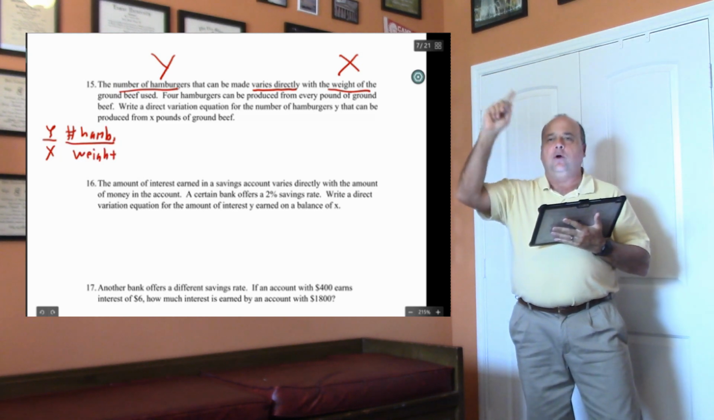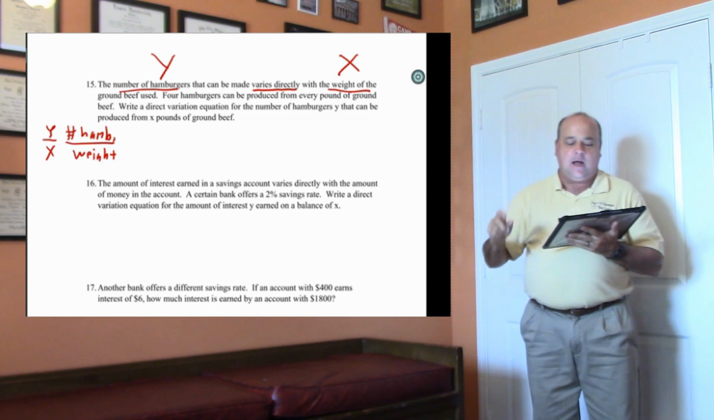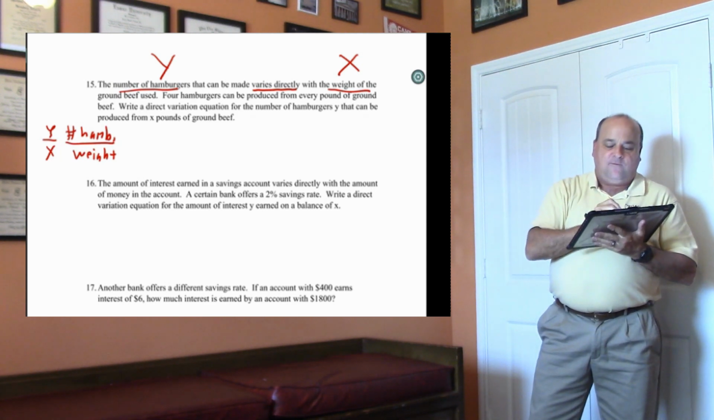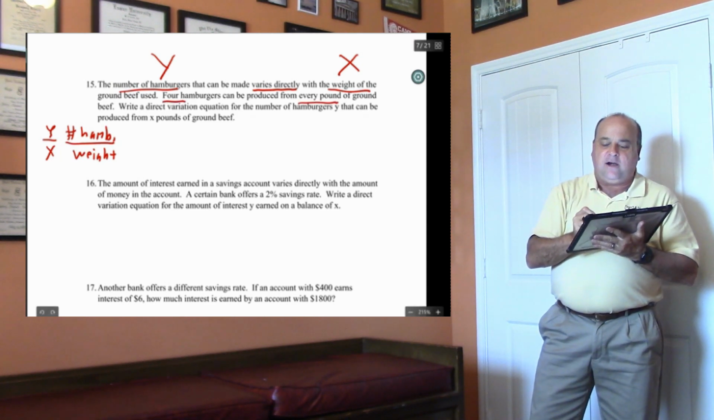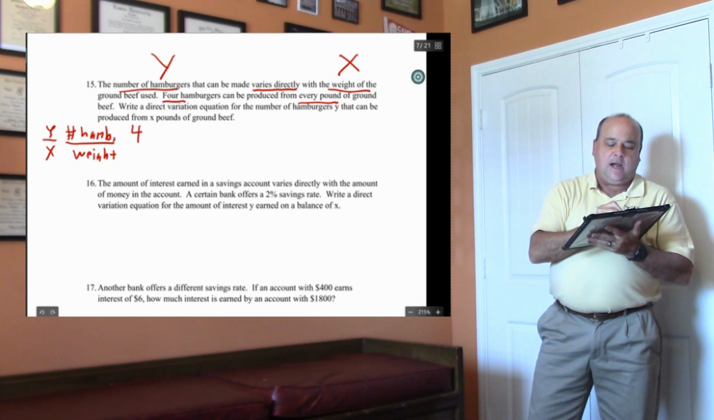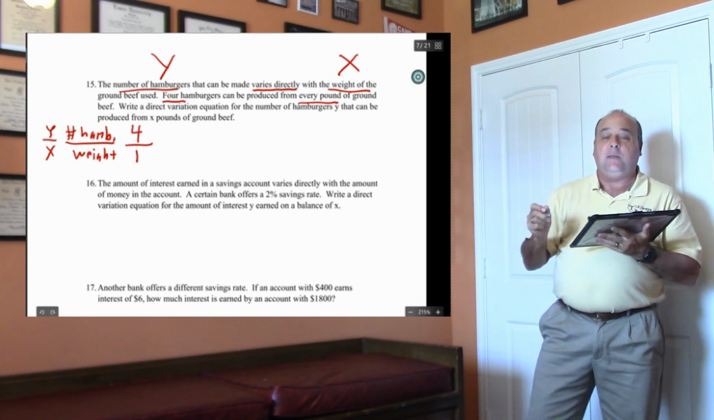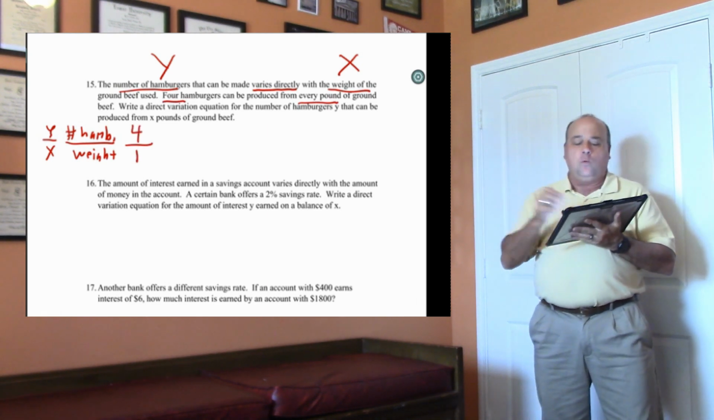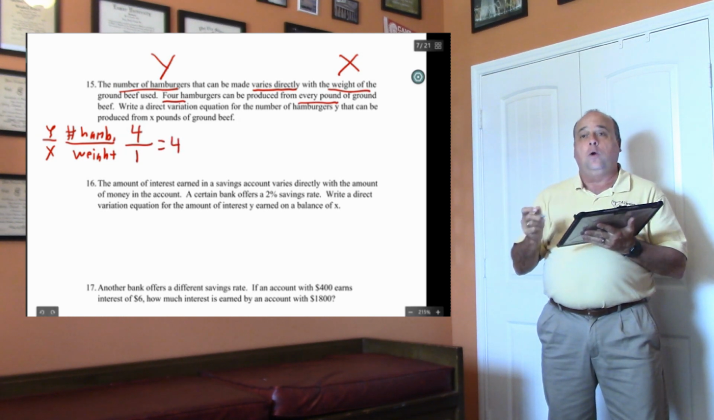So we're going to put hamburgers over weight and make a fraction, right? So right here, 4 hamburgers can be produced for every pound. So 4 hamburgers is 1 pound of beef, okay? That's 4 over 1, which will simplify to 4, won't it?